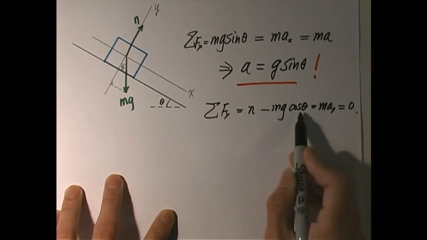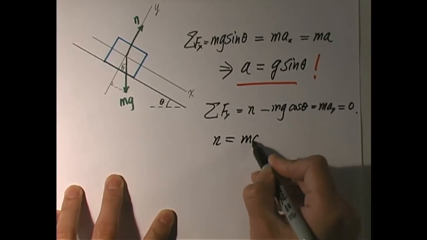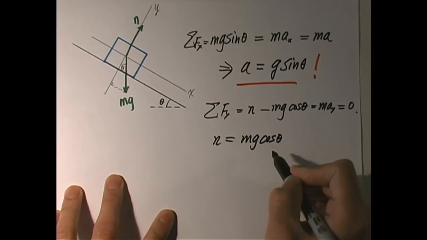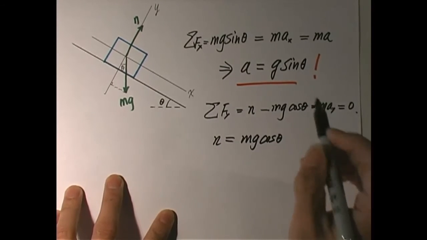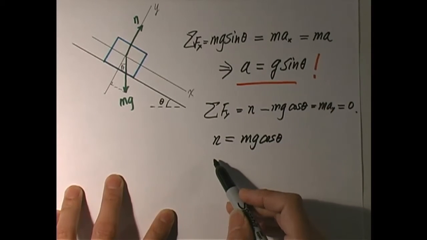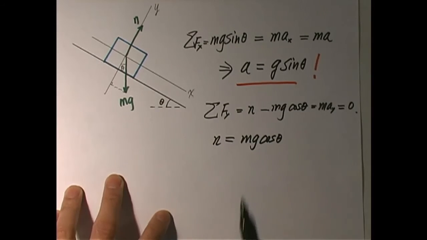Set n minus mg cosine theta equal to 0, and we found what n is. N equals mg cosine theta. See? So that's a bonus. That's some additional result we get apart from the acceleration a. We also learned that the normal force exerted by the incline on the box is mg cosine theta.